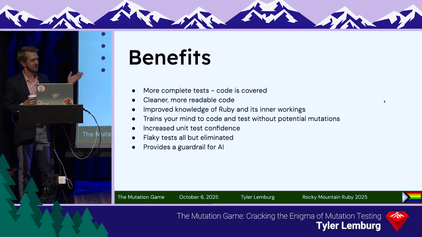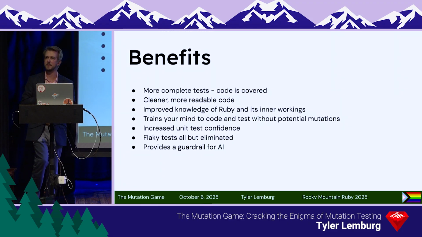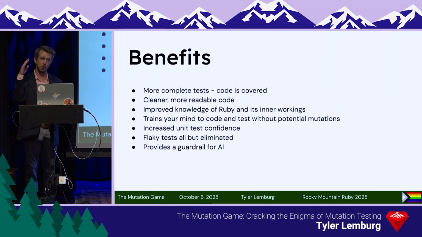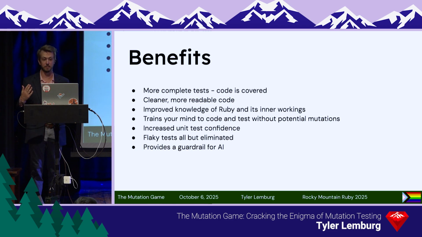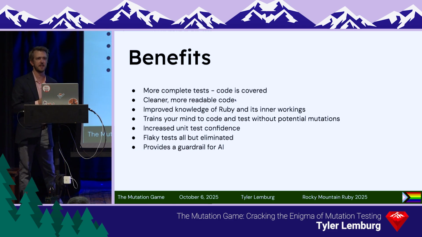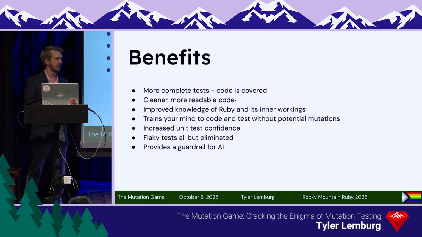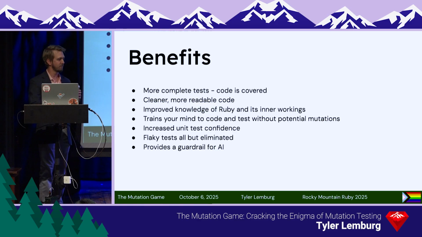All right, so what are the benefits? Your tests are obviously more complete and your code is covered. I like to think of mutation test coverage not as just code coverage, line by line, but also like functionality coverage. You know that you've tested all the functionality that your code is implementing. I think your code really gets cleaner and more readable and simpler and more straightforward, just because you have to play this game of making it nice for the mutation tester.